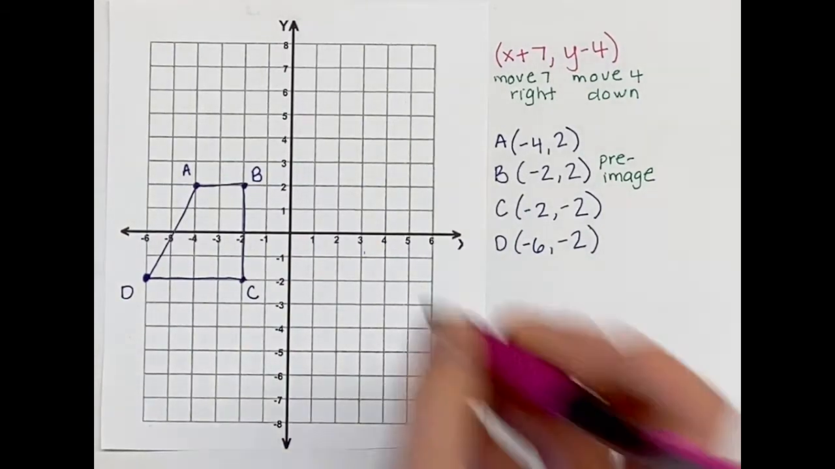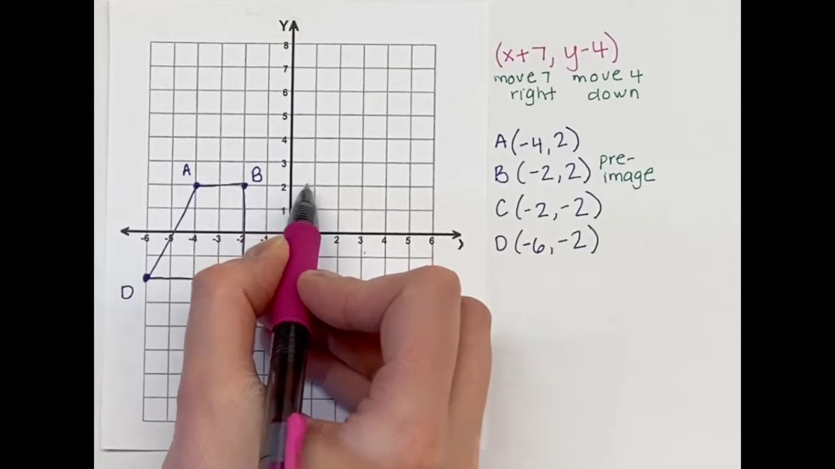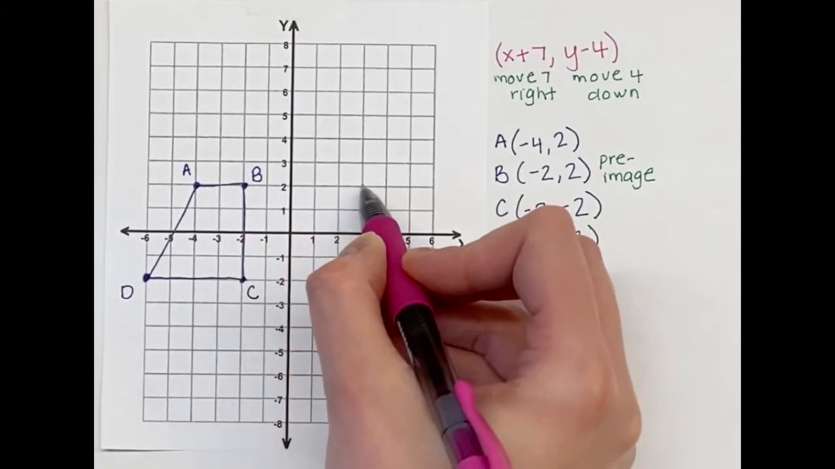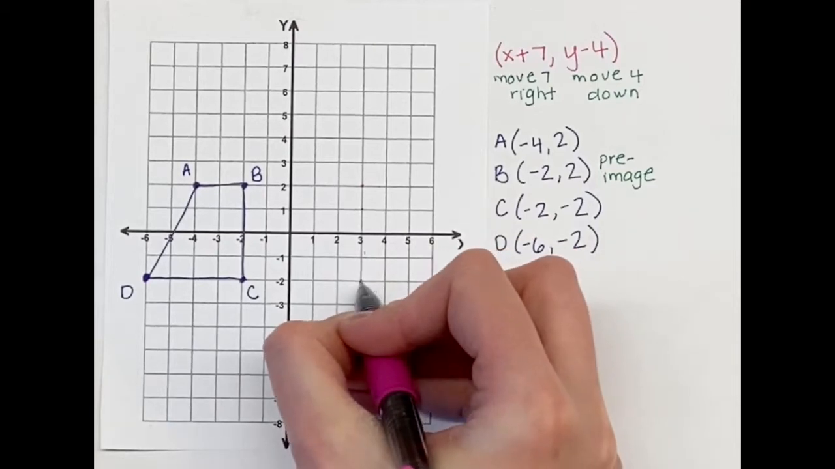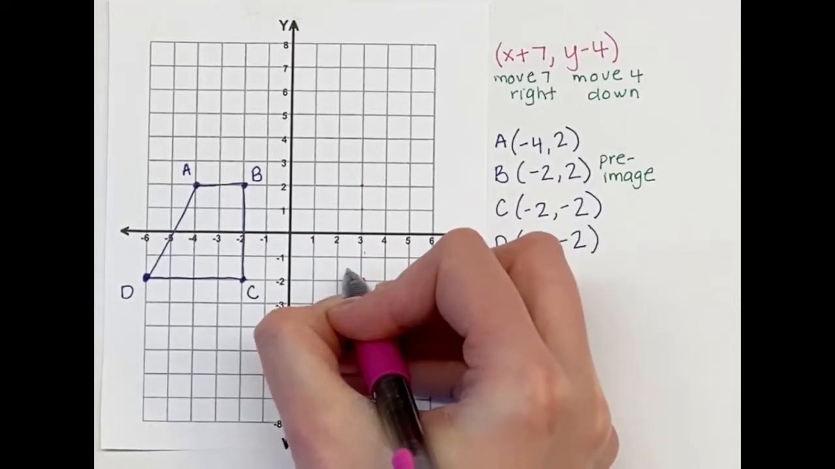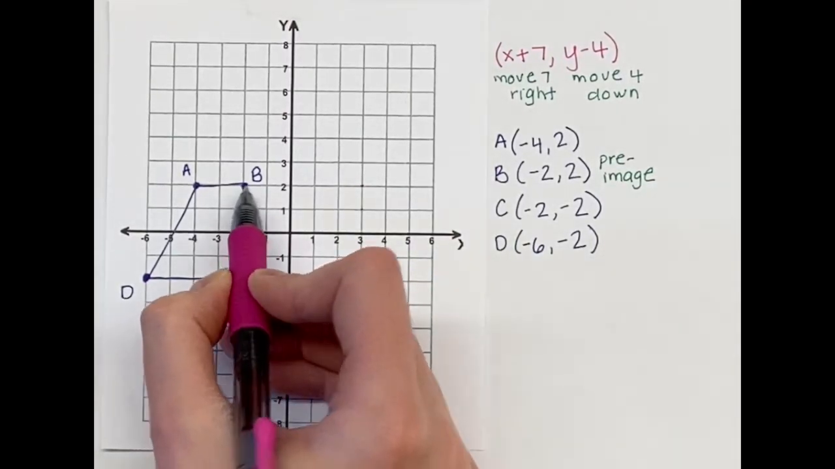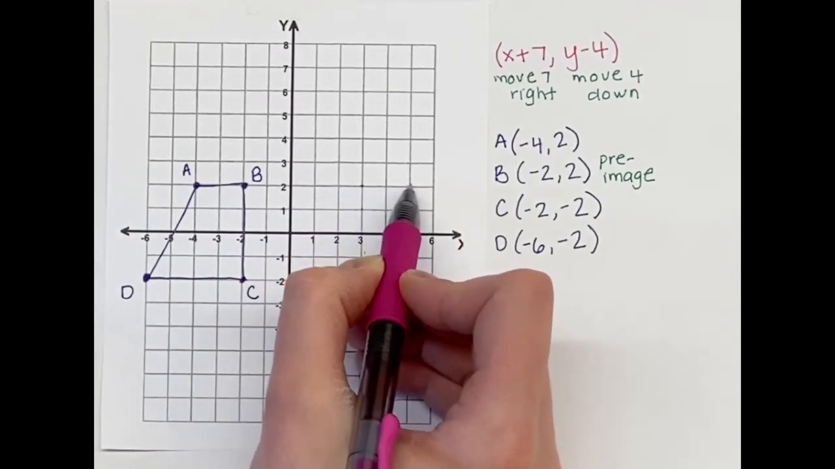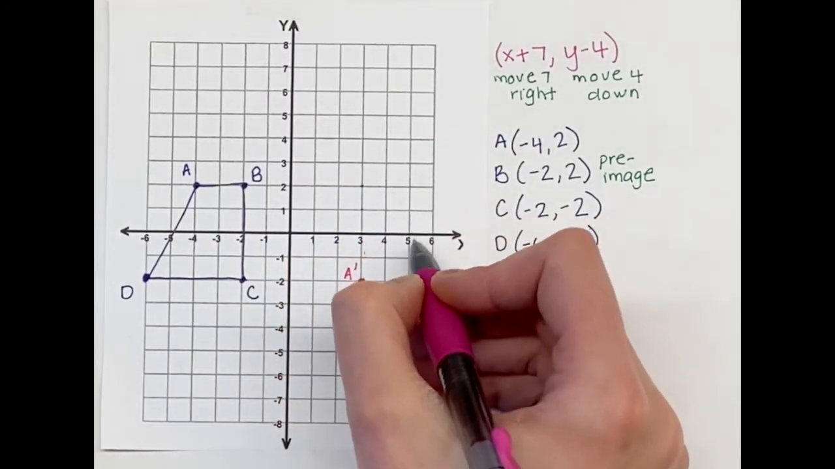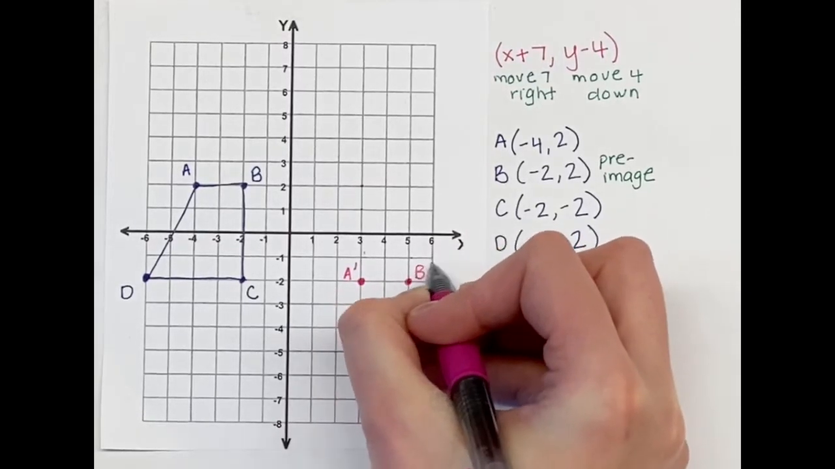So starting at each point, we're just going to count. 1, 2, 3, 4, 5, 6, 7, and 4 down. 1, 2, 3, 4. And as Mrs. Sullivan told us, this is called A prime. That little apostrophe is called prime. Again, at B, 1, 2, 3, 4, 5, 6, 7. 1, 2, 3, 4. B prime.